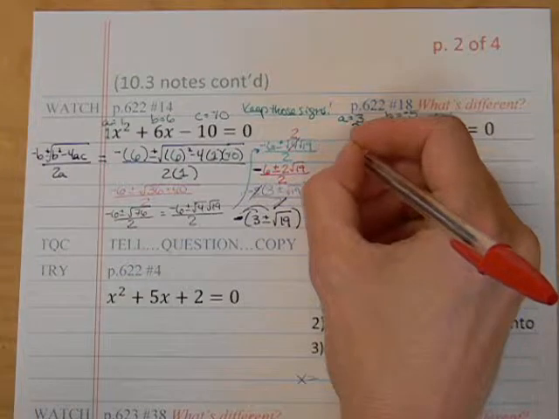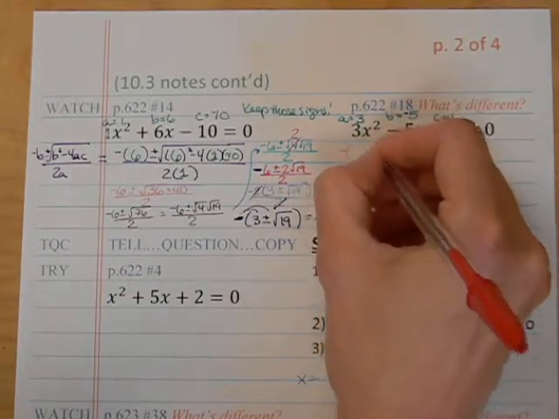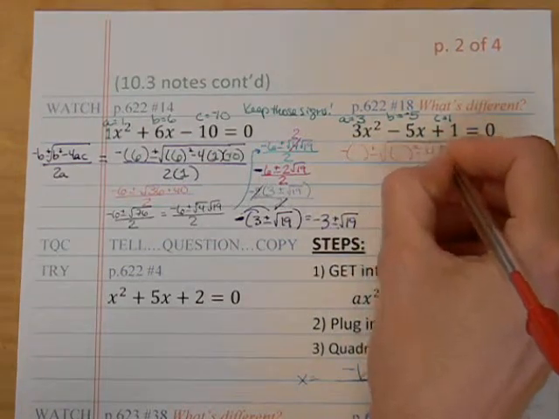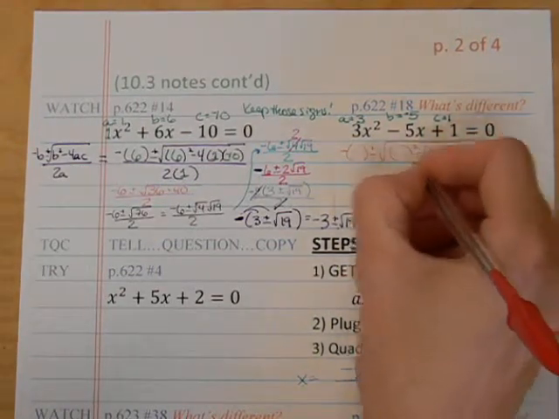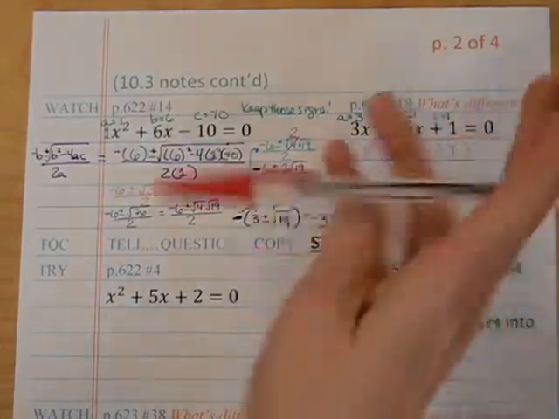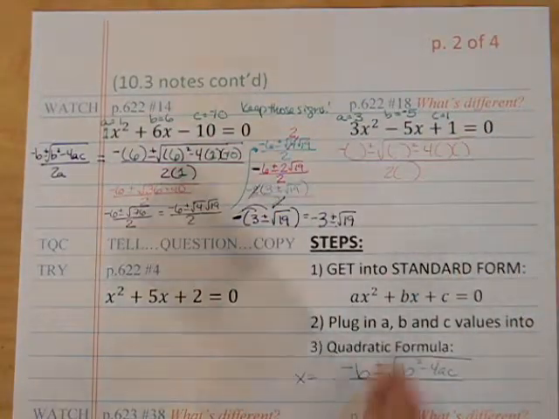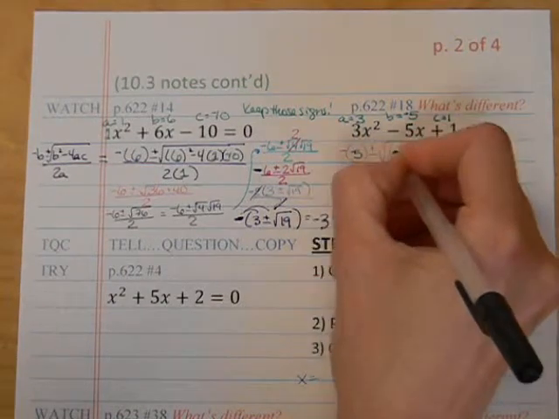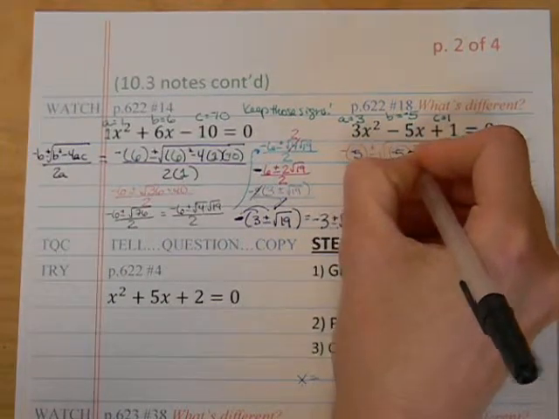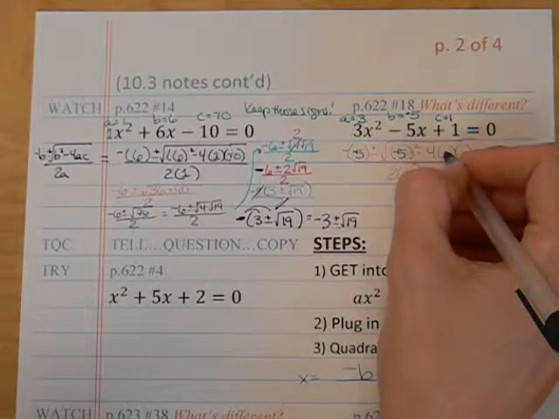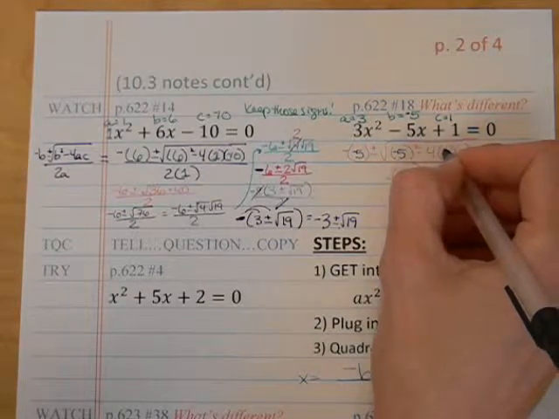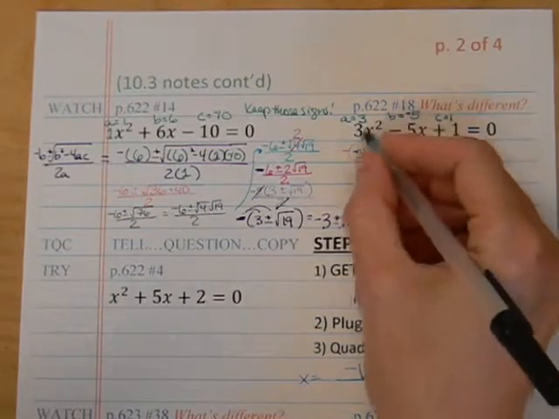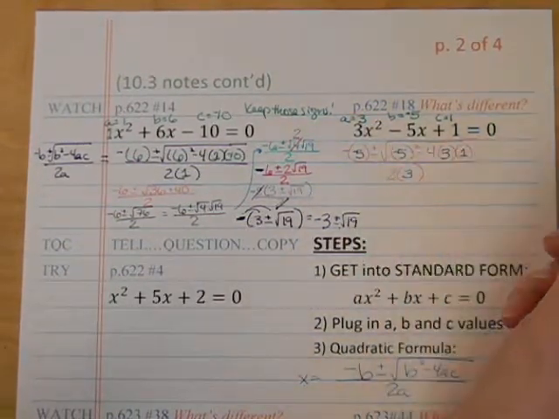So here's my formula again, negative b plus or minus big square root b squared minus 4 times a times c, the whole thing over 2a. And we've got our b value of negative 5 and another b value of negative 5 that's going to be squared. Our a value and c value underneath the radical here, our a is 3, our c value is 1, and then our a value on the bottom is 3 as well.